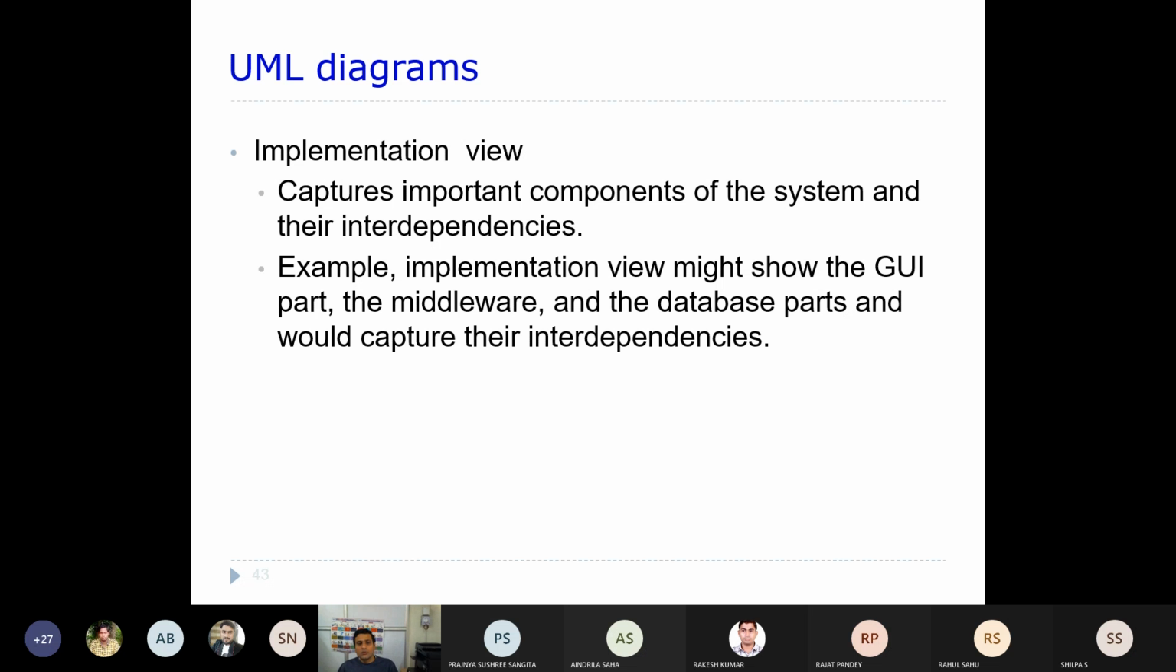So when you are going to finally implement, you are trying to see the different parts that you have, and how you are going to interface them. So what are the dependencies that exist in between those parts, those things will be captured through your implementation view.